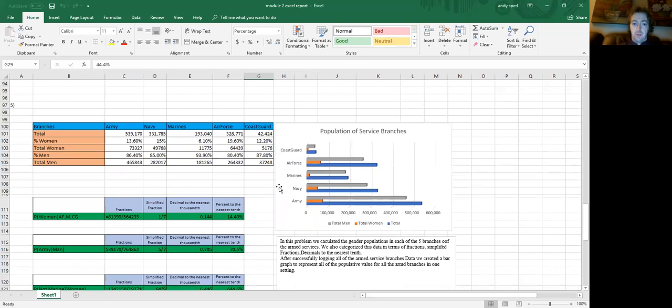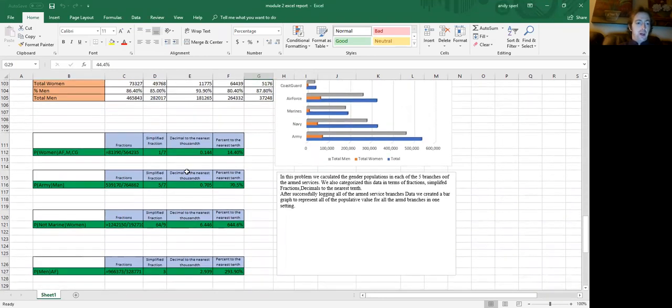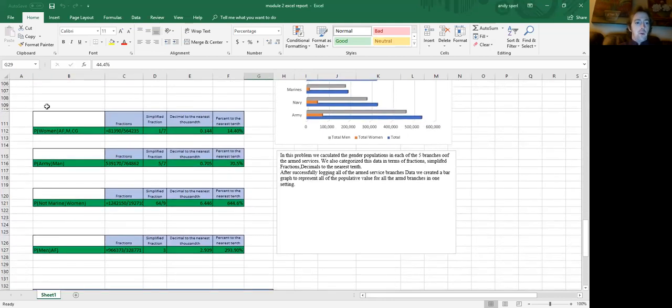Population of the service branches of the Coast Guard, Air Force, Marines, Navy, and Army, which is shown on the graph to the right. Now down below, it is showing us a simple little graph design here, where we are taking women from the Air Force, Marines, and Coast Guard, but we're doing that in fractions, simplified fractions, decimals to the nearest thousandths, and percents to the nearest tenths. And that goes for men in the Army, women not in the Marines, and men in the Air Force.